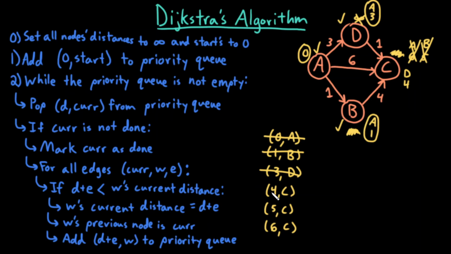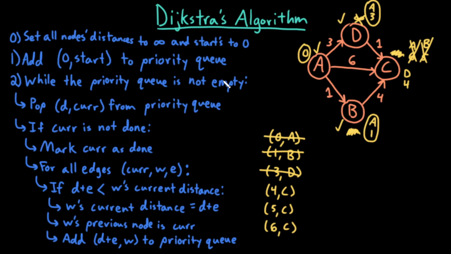And again, I'm going to pause before I go on. Notice I've added yet another instance of node C to my priority queue. This is absolutely fine. This means that I found yet another better path to get to node C. Totally fine. Okay, next iteration.